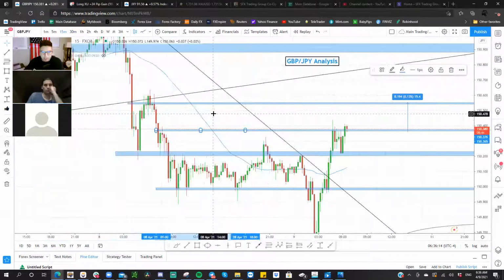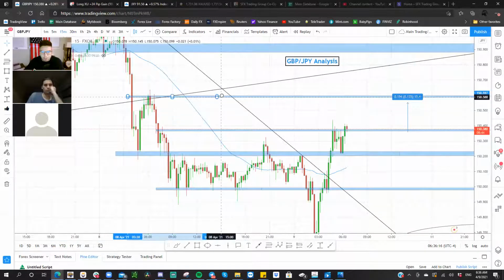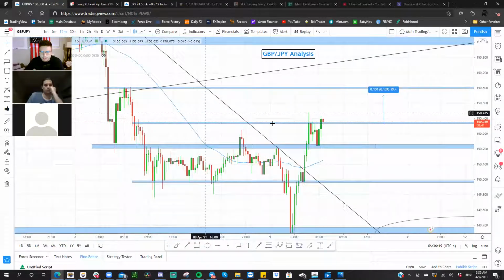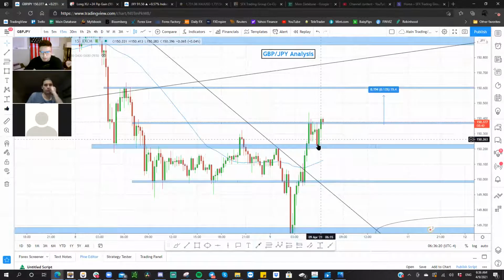I'm in no rush to take a trade as it's Friday, but what I see happening is price may be continuing bullish after grabbing liquidity. This is kind of like a fake out right over here.